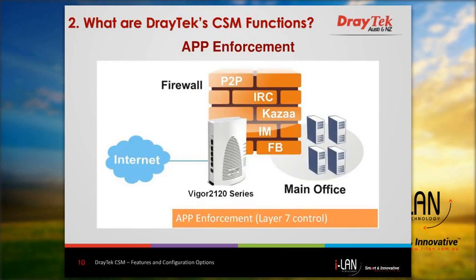I'll go to the next slide here, and the first item we'll look at is the app enforcement. This provides a layer 7 control and allows you to provide firewall security based on selected applications, which range from messaging applications, peer-to-peer applications, protocols, and various other applications.